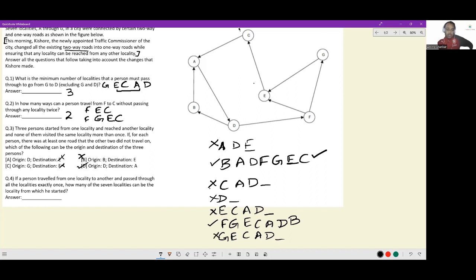The only 2 localities from which he can start and visit all the localities without visiting any locality twice are B and F, and therefore the answer to the last question is 2. And that is the entirety of this set. This comes under something known as network diagrams. Hopefully, we have practiced a lot of it.